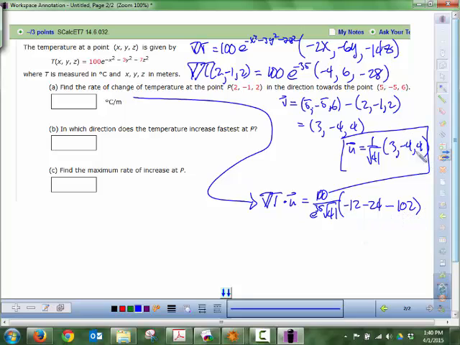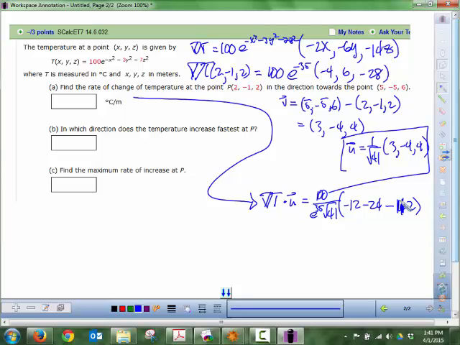4 times 28. So I could leave it like that, I suppose, and then punch it in the calculator. 112? Close. And this is degrees Celsius per meter. It's the change in temperature with respect to the distance that this is flying. Distance can be going in any direction, but that's what it's looking at.